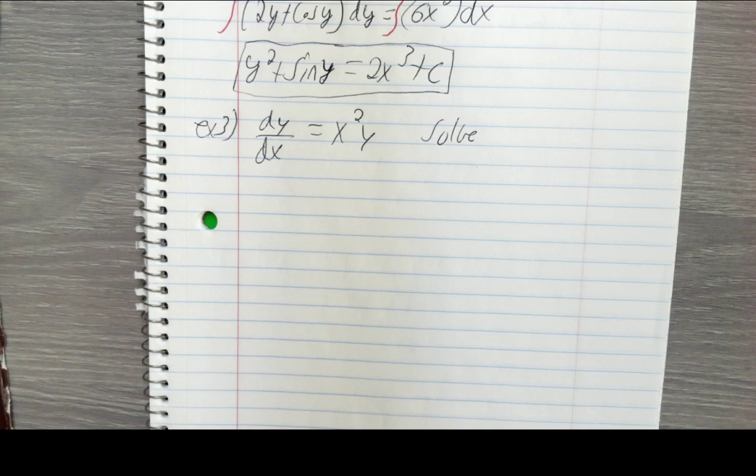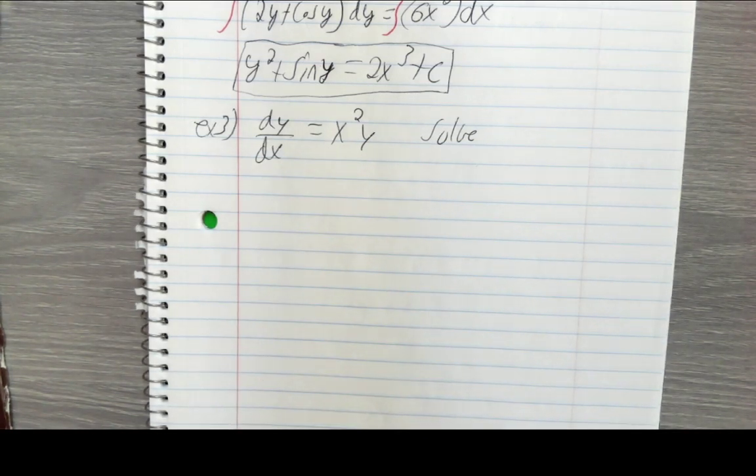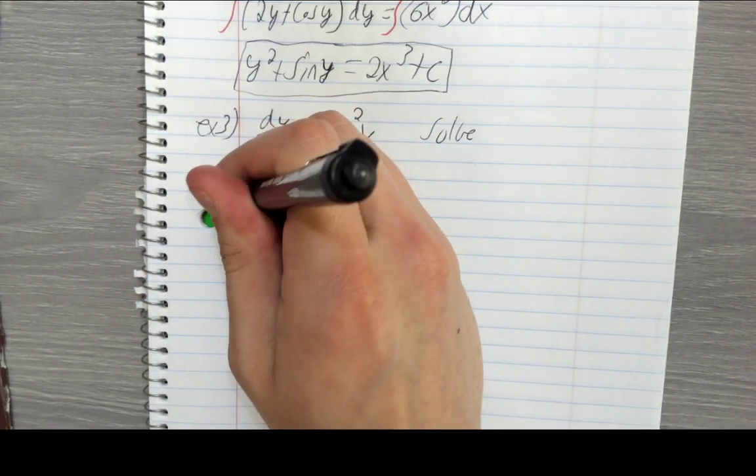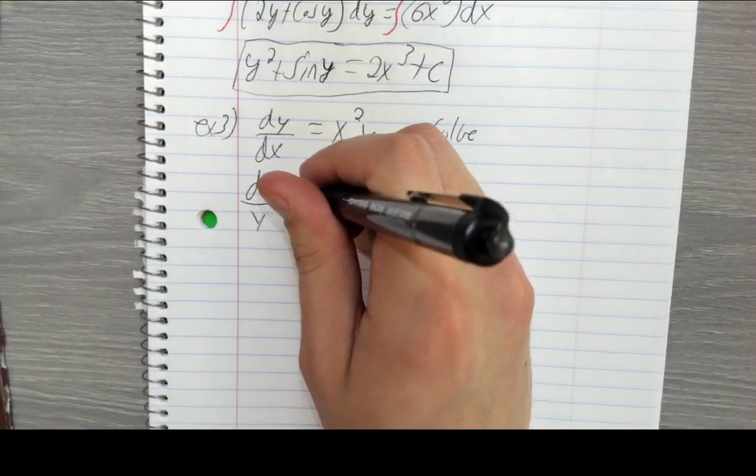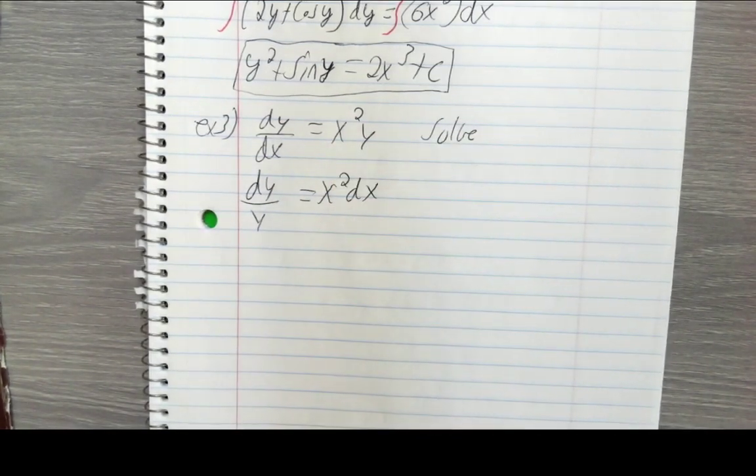Again, and this is why it's really important you guys think of these as just normal algebraic variables. So just imagine this as a normal fraction equals x squared times y. We still want to do the exact same thing, except the only difference now is I can't multiply by y to get y to the other side. What do I have to do? Well, I have to divide by y. So on the left side, I'm going to get dy divided by y is equal to x squared times dx.